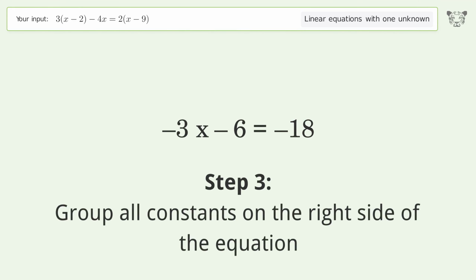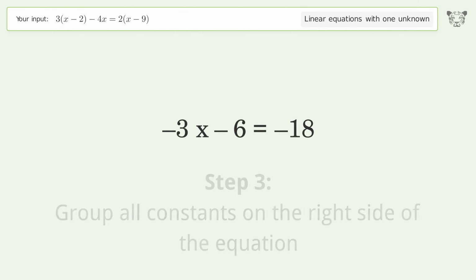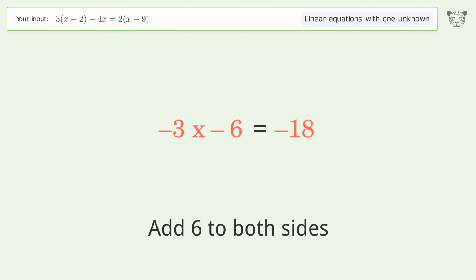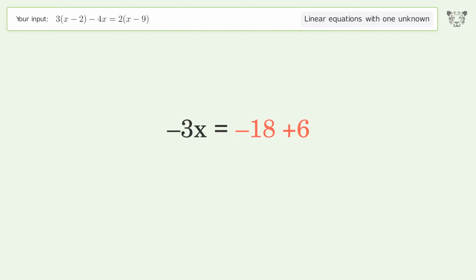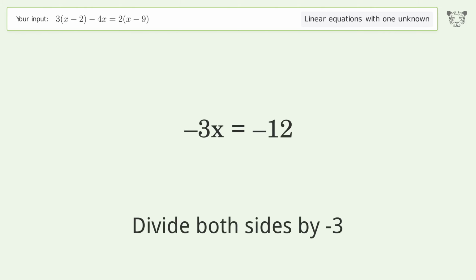Group all constants on the right side of the equation. Add 6 to both sides. Simplify the arithmetic. Isolate the x. Divide both sides by -3.